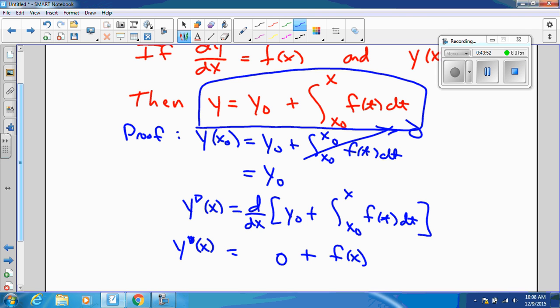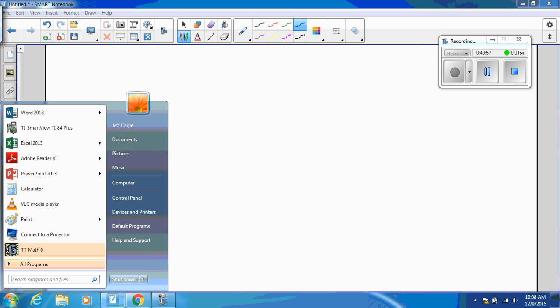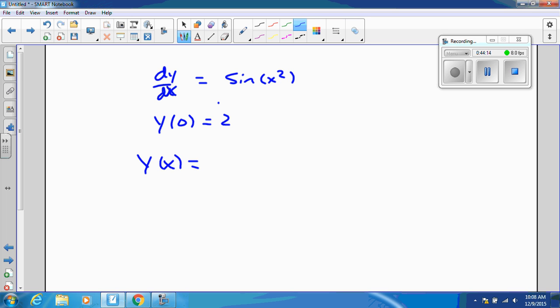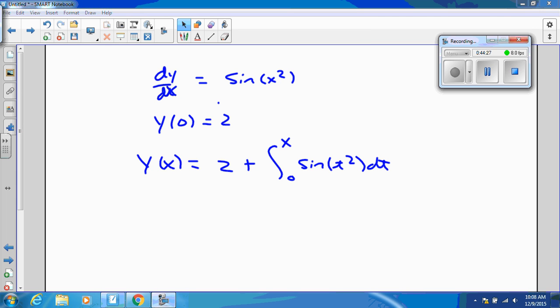In fact, we have just enough time. We're going to actually graph one of these things. So get your calculators out. And we're going to solve dy/dx equals sine of x squared with y of 0 equals 2. And first we're going to construct the solution by hand by saying y of x is equal to 2 plus the integral from 0 to x of sine t squared dt. Ta-da. And now we're going to graph it.